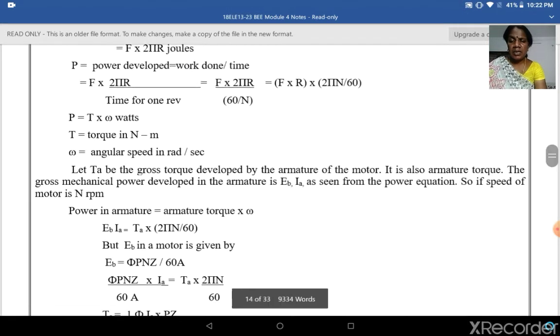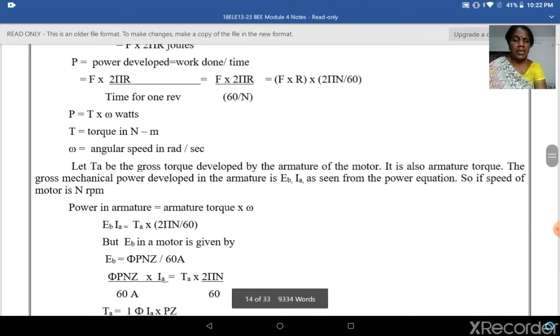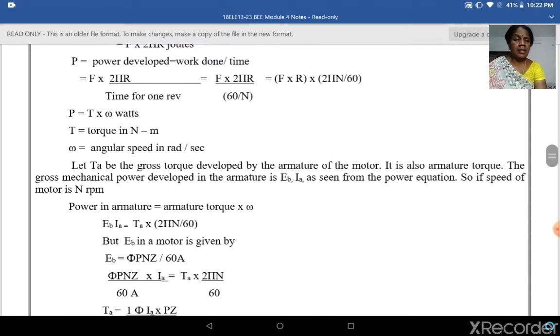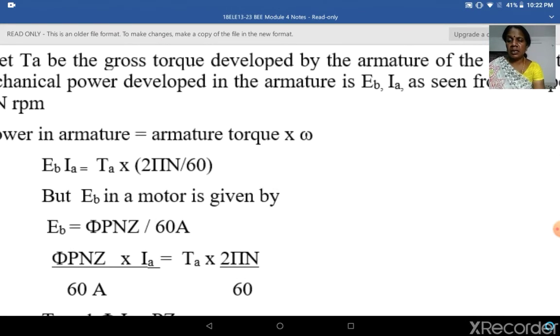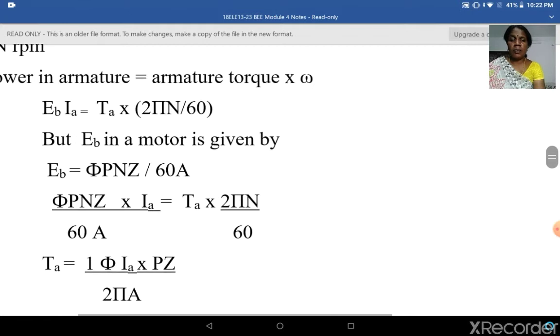Let TA be the gross torque developed by the armature of the motor. It is also called the armature torque. The gross mechanical power developed in the armature is EB IA, as seen from the power equation. If the speed of the motor is n rpm, power in the armature is equal to armature torque into omega. So EB into IA is equal to TA into 2 pi n by 60.